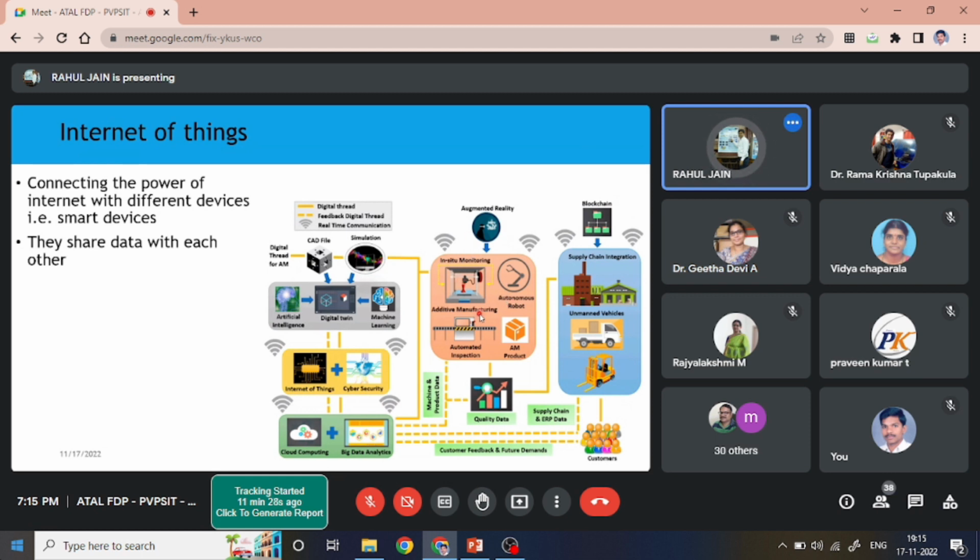We'll talk about what this additive manufacturing process is and which kind of sensors can be used for real-time monitoring. Once you are able to generate and process the data, making a digital twin is the second step. So we'll only talk about the first step in today's session.